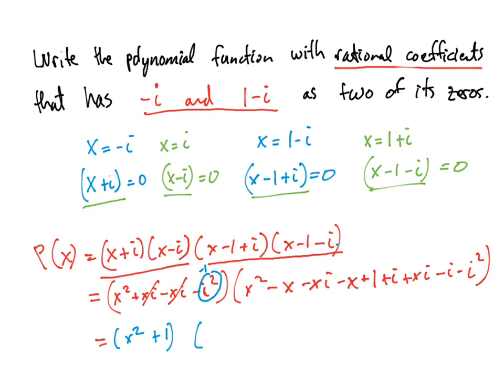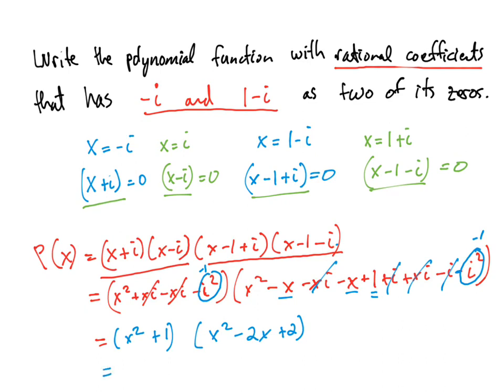And then all of the terms that have i are going to cancel. So negative xi, positive xi, negative i, positive i, and then this negative i squared is equal to minus negative 1. So what we end up with is x squared. I have negative x, so minus 2x, and then plus 1 minus negative 1, so that's plus 1, so that gets us plus 2. And then we just multiply this part out.